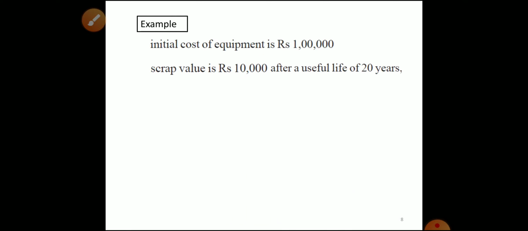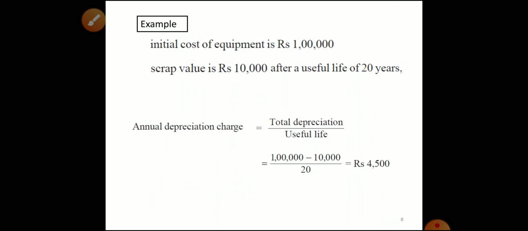Let us consider one example to understand this. Initial cost of the equipment is 1 lakh rupees. The scrap value, that is after a useful life of 20 years, is 10,000. Annual depreciation charge is equal to total depreciation, which is 1 lakh minus 10,000, divided by 20.